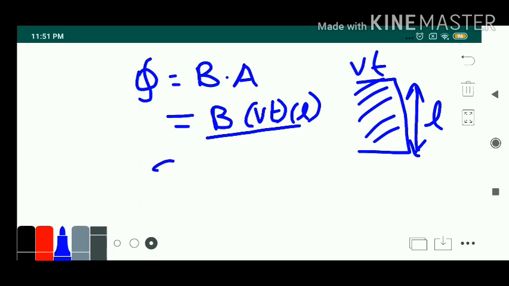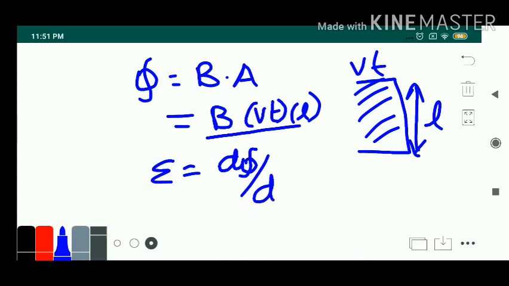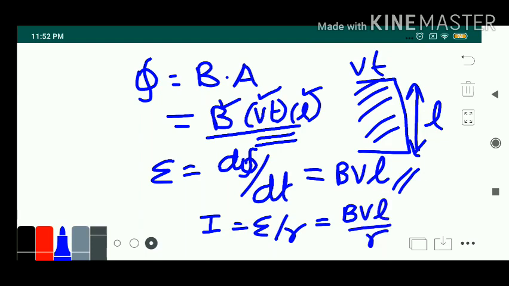So what will be the EMF? That is d phi by dt, right? So I have to differentiate this term. If I differentiate, B, V and L are constant, so there is only the t term. When I differentiate, I will get just BVL. This is my EMF. So what is current? Current is EMF by resistance. So this is BVL by R, that is the current.